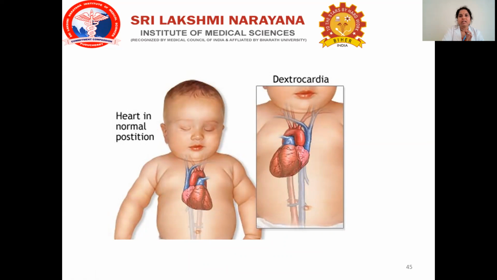So the entire left viscera, like the spleen, will occupy the right side of the body. The right side viscera, like the liver, will occupy the left side of the body. The same happens with the heart. The normally left-directed apex is now directed towards the right side, and the entire course of the great vessels is also interchanged.